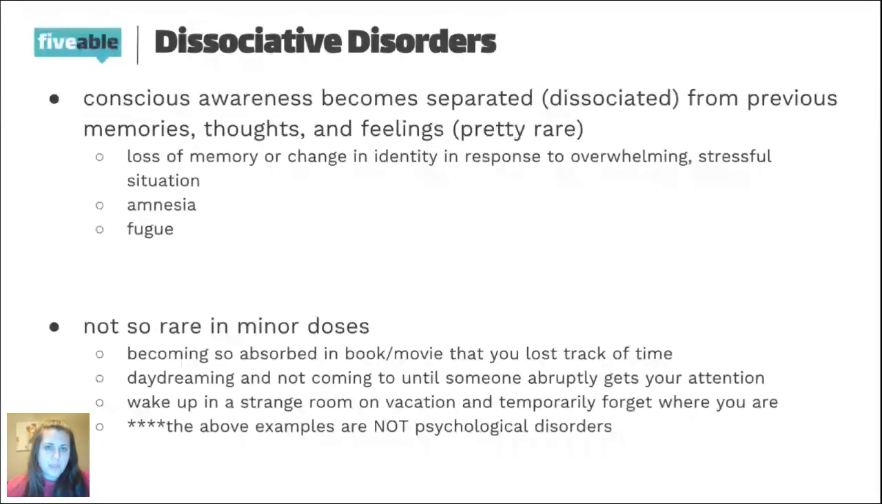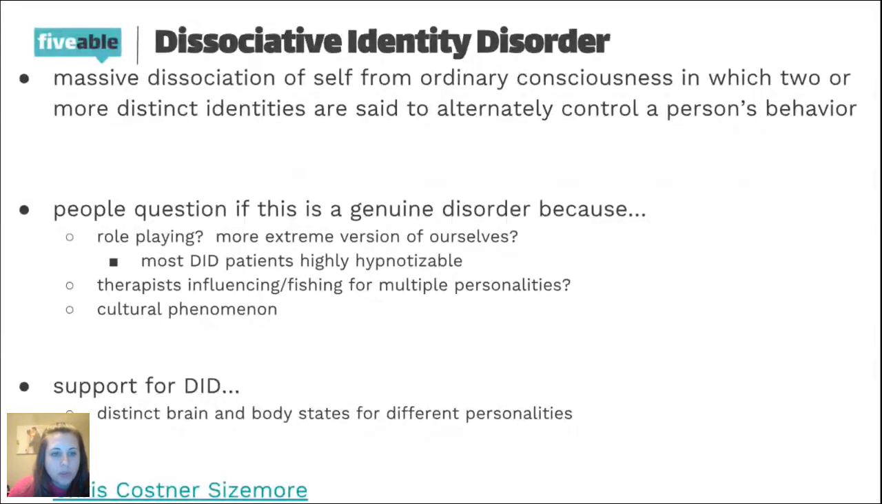And so the big disorder here that goes with this is called dissociative identity disorder. And this is what used to be called multiple personality disorder. So I'm sure on Law and Order, I know there was a case about someone with multiple personality disorder. We don't use that terminology. We call it dissociative identity disorder.